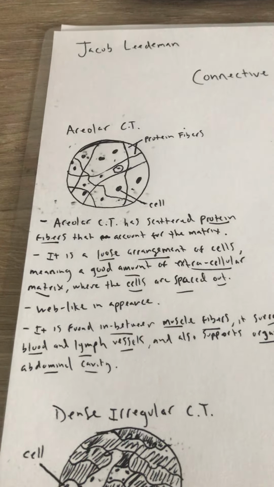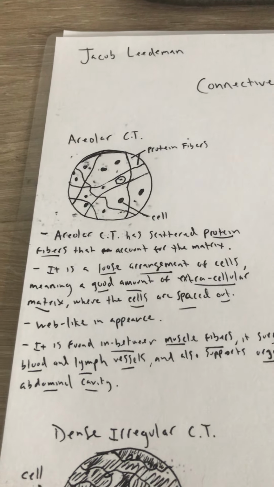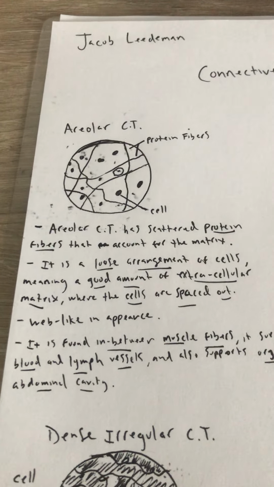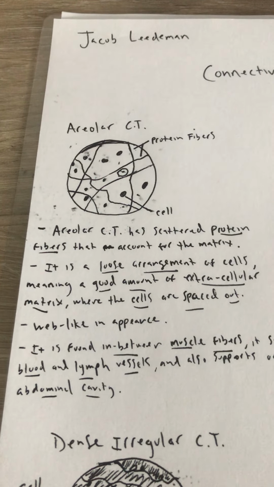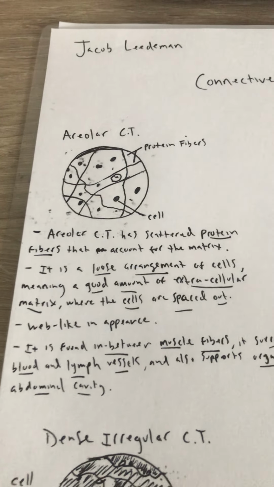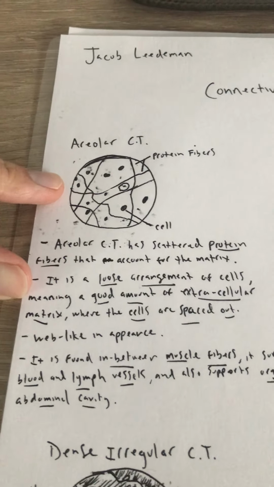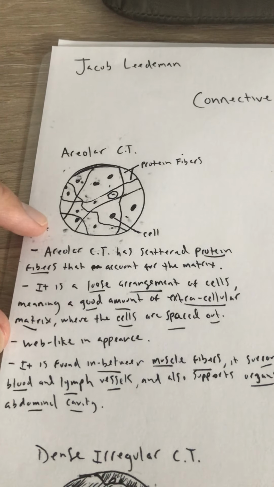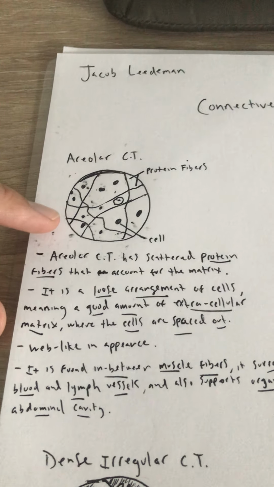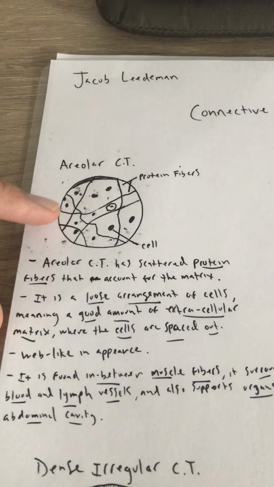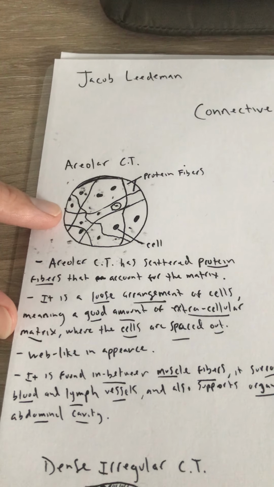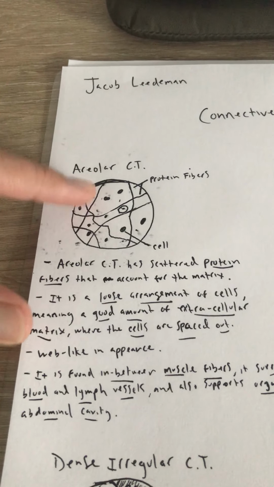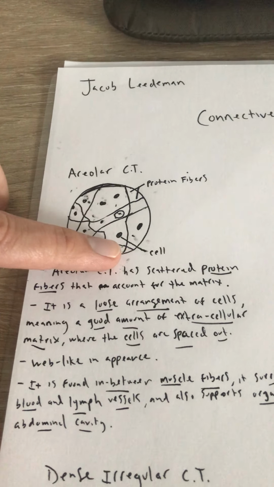This is the connective tissue portion, so let's just get right into it. The first one here is areolar connective tissue, and you can see that it's web-like in appearance. The protein fibers going through it are scattered along here, and there seems to be a lot of extracellular matrix here. So these here are the cells.